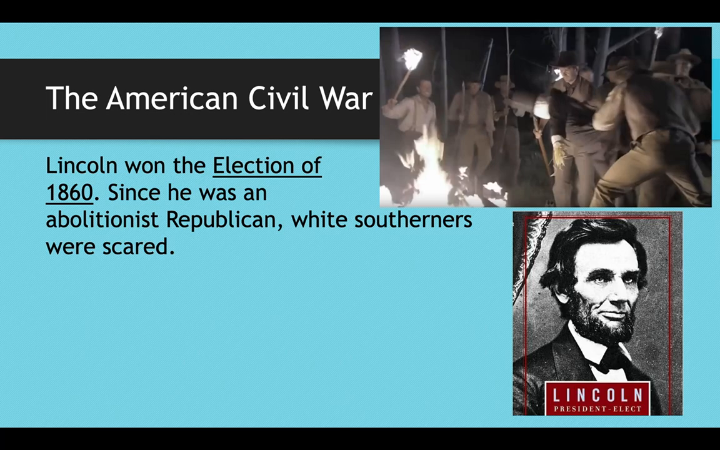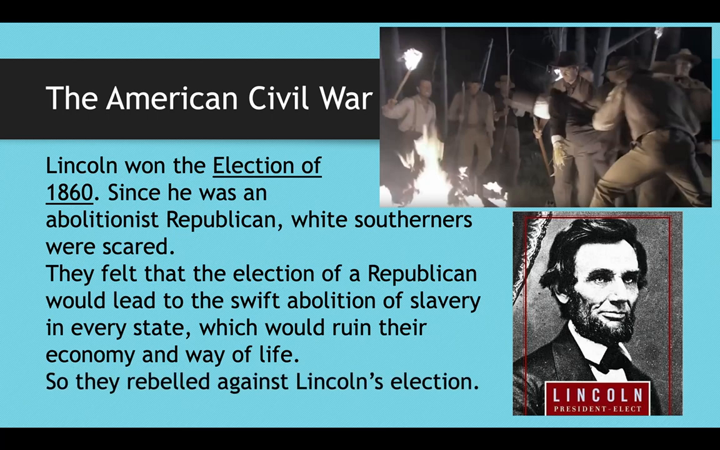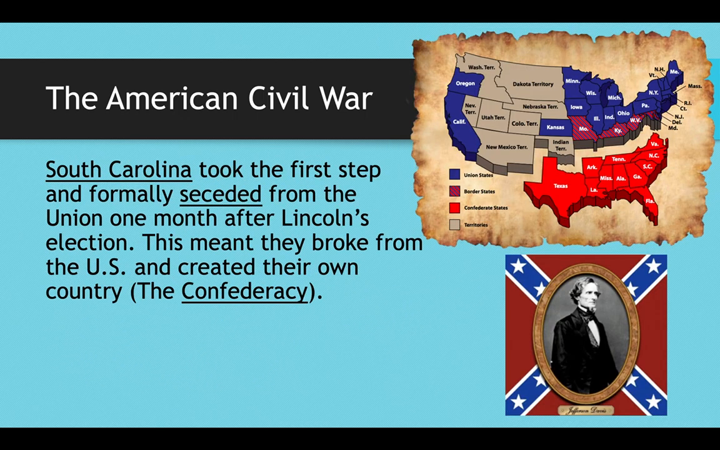They said the country is over at this point. This is the end of our republic. And white Southerners were scared, really. They felt that the election of a Republican would lead to the swift abolition of slavery in every state, which would ruin their economy and way of life. So they rebelled against Lincoln's election. They said, he's not my president. They even dressed up scarecrows in top hats and bow ties and burned him, called a burning effigy of Lincoln. And this is what caused so many Southern states to secede, to break apart from the Union. They said, we cannot remain a part of the Union if the leader of the Union is a Republican bent on getting rid of slavery.